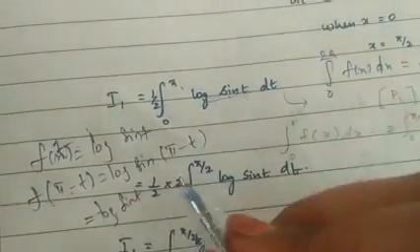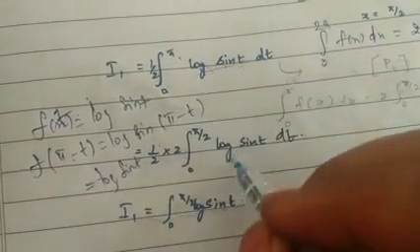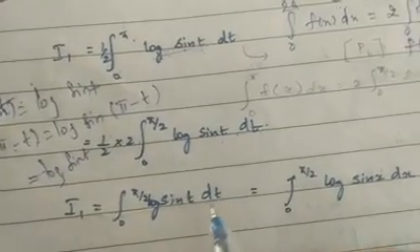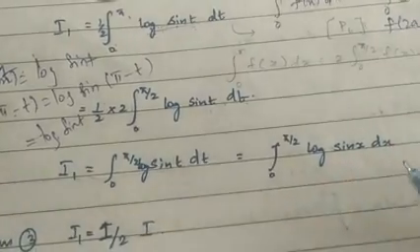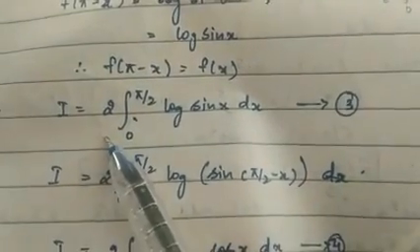Here 1 by 2 is there. Therefore, when you write 2 times integral 0 to pi by 2 log sin t dt, the 2 and 2 will get cancelled. Now in the place of t, you can substitute x by property 1. So we are getting this. Now this is nothing but I1, which we have considered already.